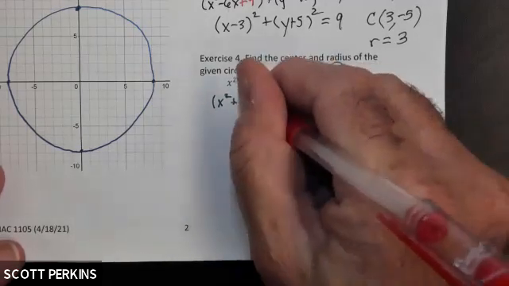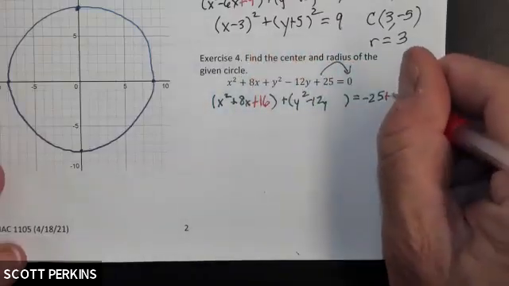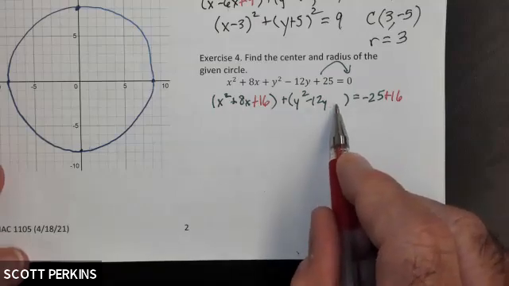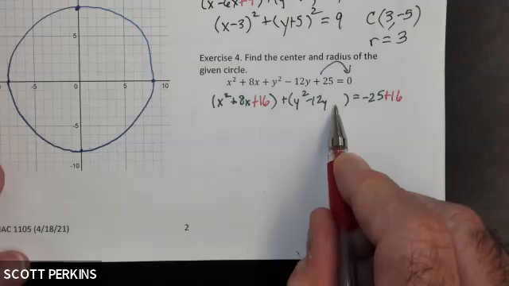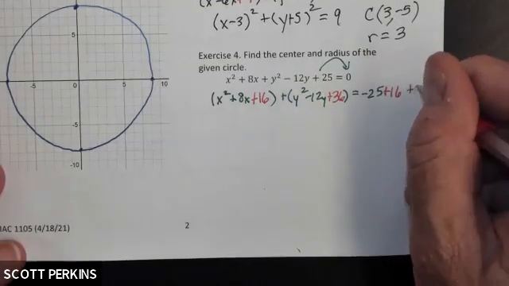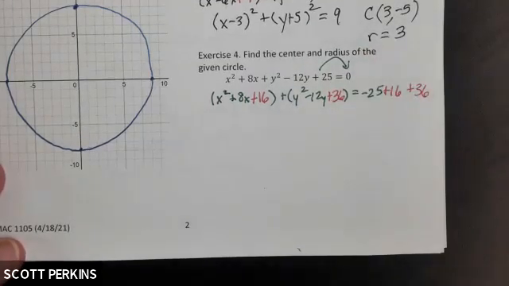16. Half of 8 is 4, and that's 16. So I'm going to add 16 over here on this side as well. What am I going to add in this parenthesis to complete the square? Yep, half of 12 is 6, squared is 36. So I'm going to add 36 to both sides. Great job. Thank you for your help on that.